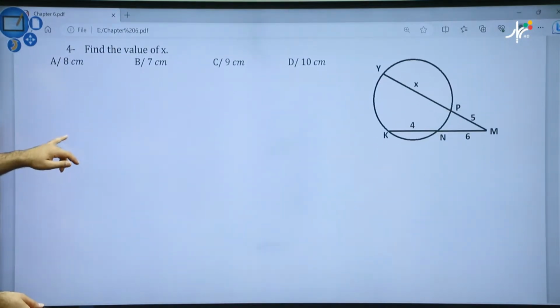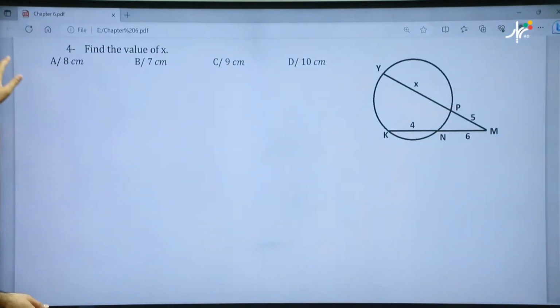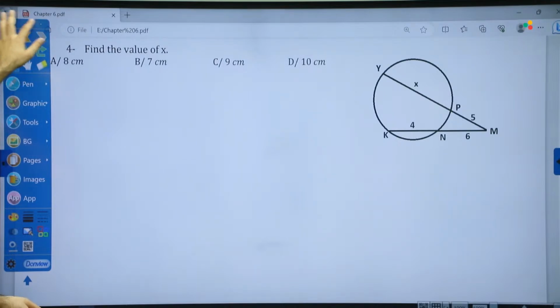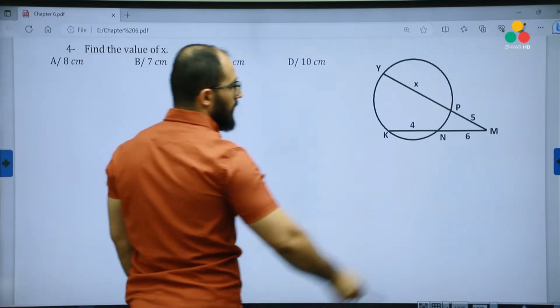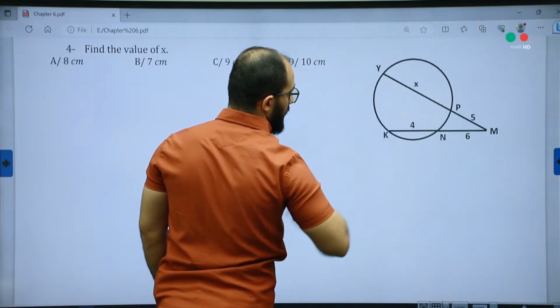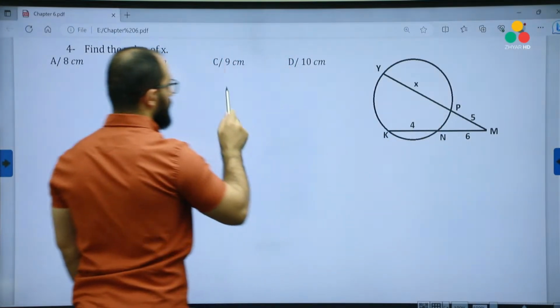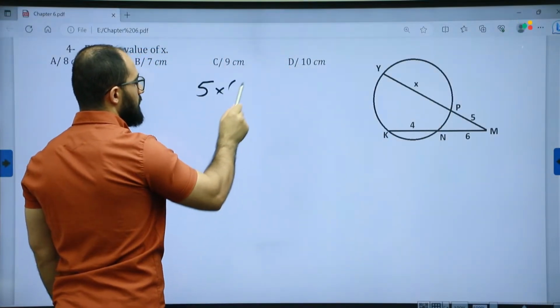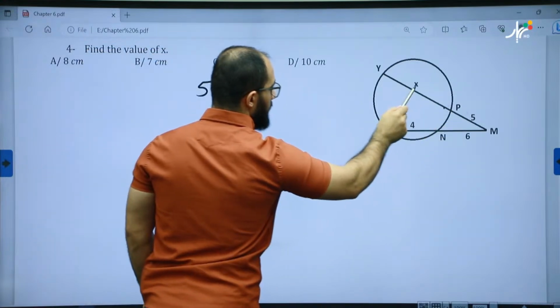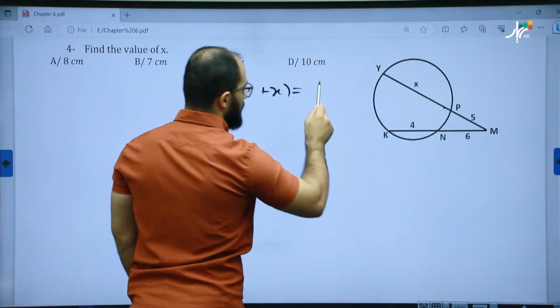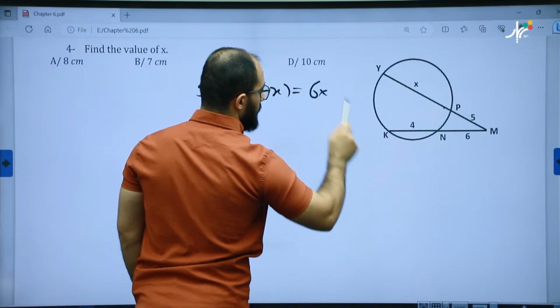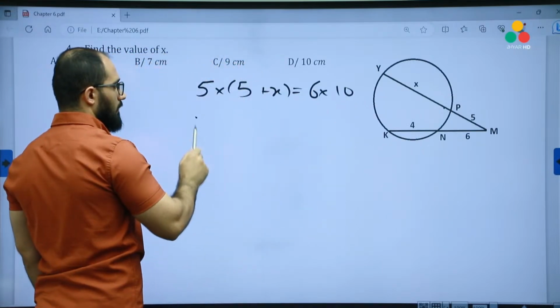And the last question, find the value of X. I think we have solved this question, but I'm going to solve it again. It is an exterior point, exterior secants. We have 5 times 5 plus X is equal to 6 times 6 plus 4, which is 10.